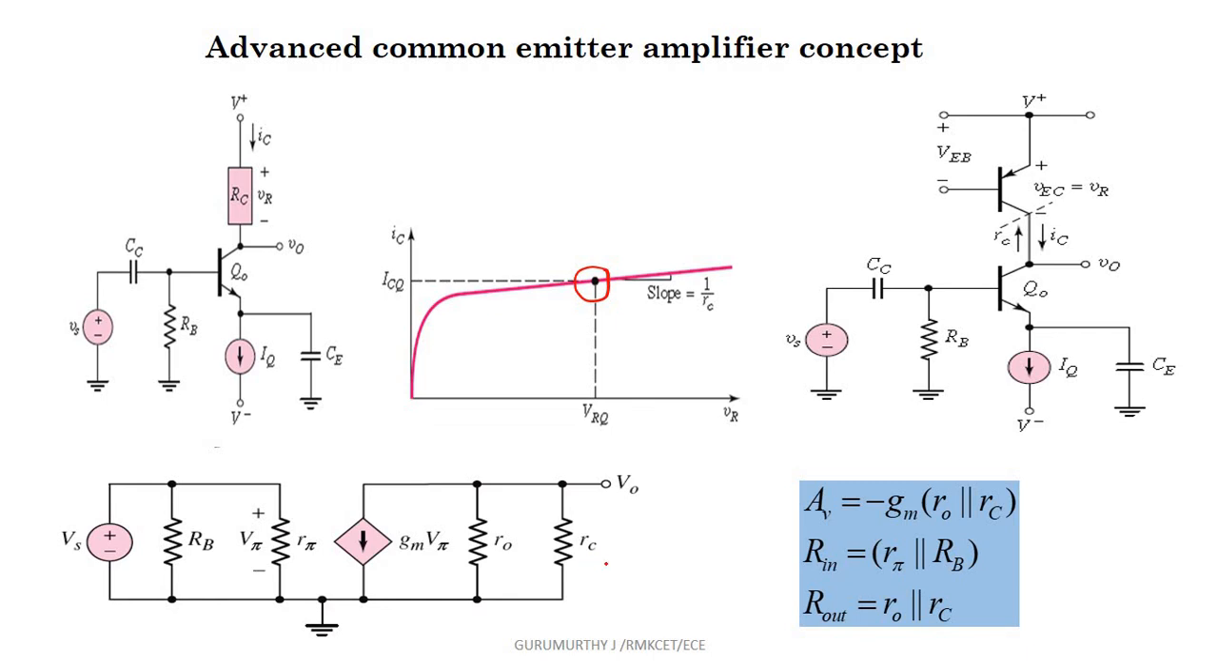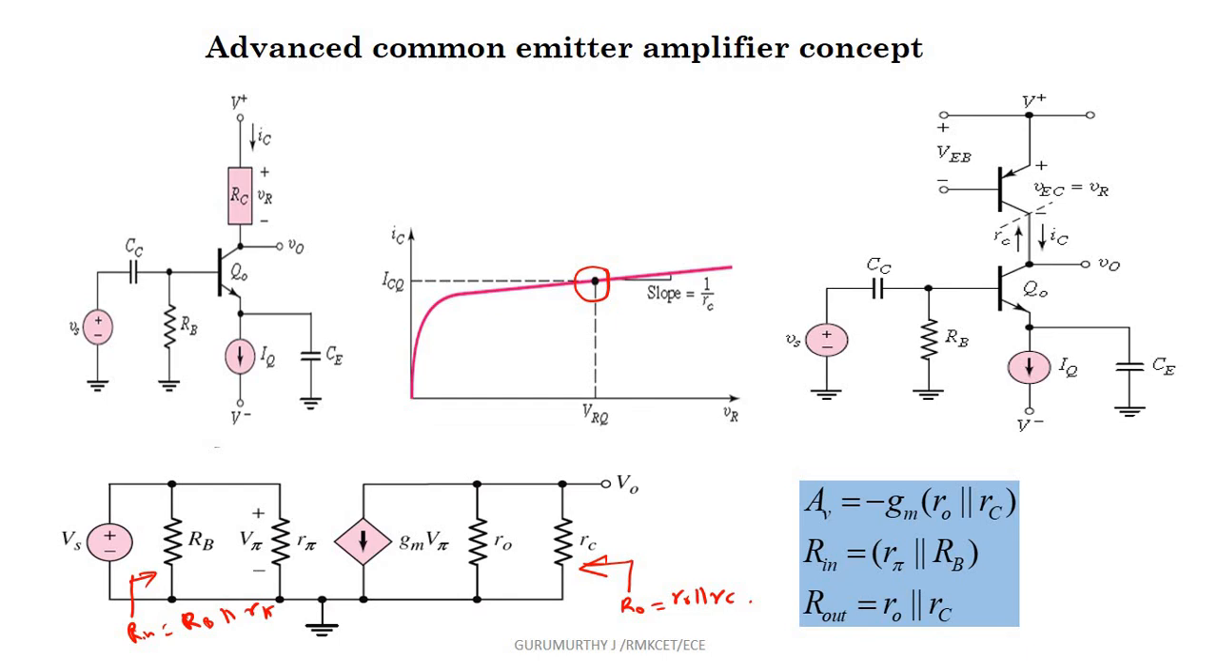So the resistance of the transistor is RC. When we draw the small signal equivalent, the gain is Av equals minus gm into (R0 parallel RC). This is the gain, and Rin is this, which is nothing but RB in parallel with R pi. And when we get the output resistance, we have R0 in parallel with RC. This is the advanced amplifier concept, where we replace a resistor by using a transistor.